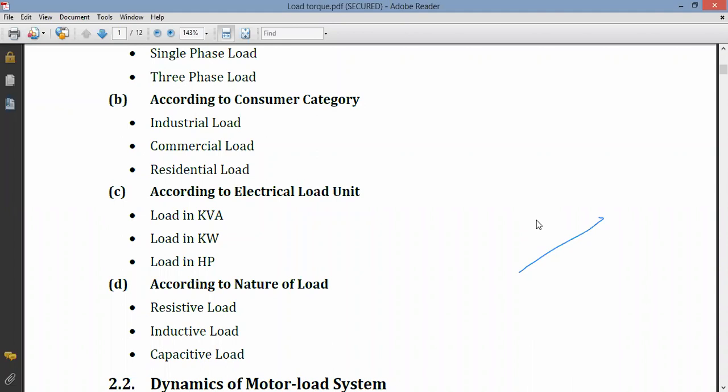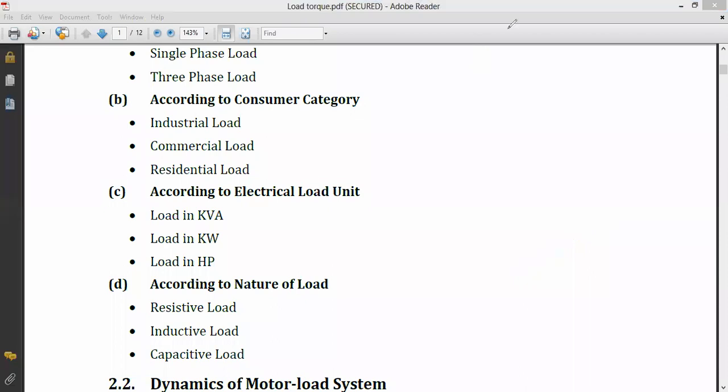But if you are using a three-phase load, then instead of one phase, there are basically three phases present. That is, R phase, Y phase, and B phase will be present. So when you take a three-phase load, there is a term called the line voltage, and there is a term called the phase voltage.